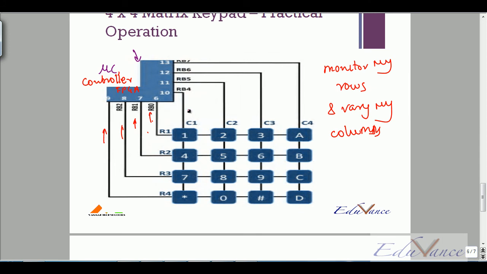So for example, first I'm going to make this as 0, 1, 1, 1. Then after, let's say, a few milliseconds, I make this as 1, 0, 1, 1. After a few milliseconds, then I make it as 1, 1, 0, 1. And after a few milliseconds, I make it as 1, 1, 1, 0. And I keep repeating this process. And every time I vary this column structure, I monitor my rows. So how does that help me?